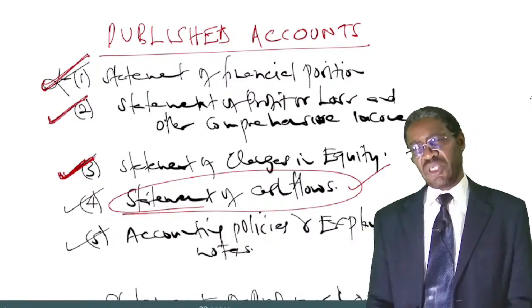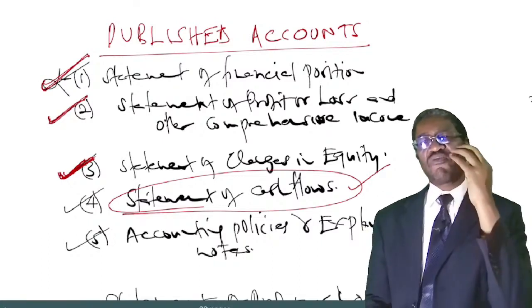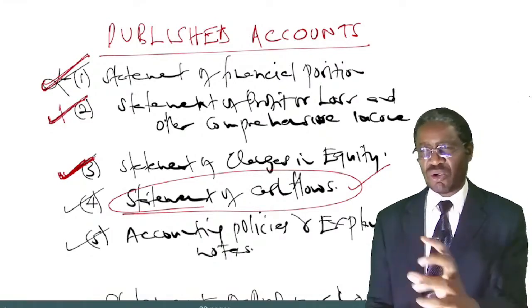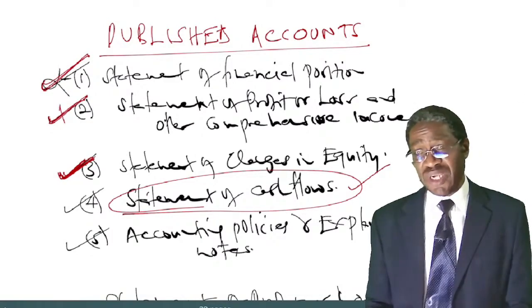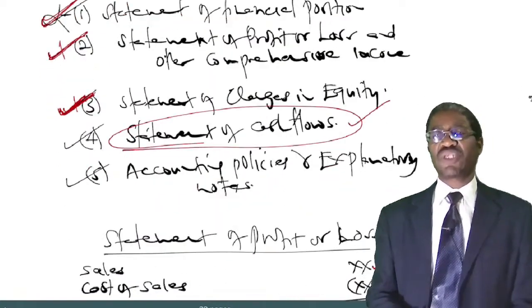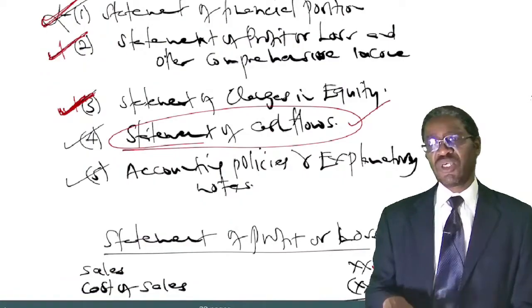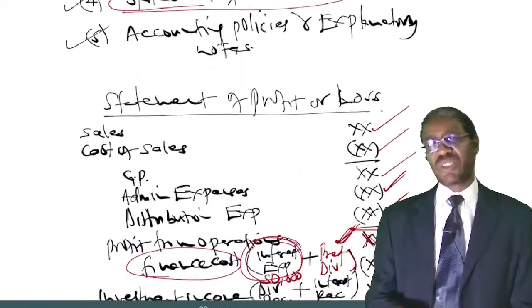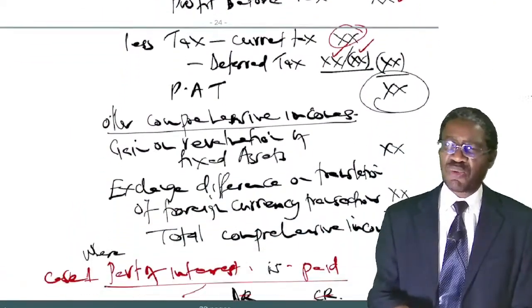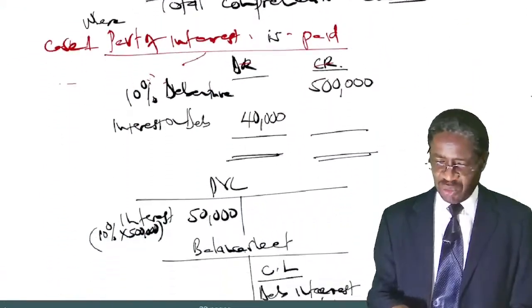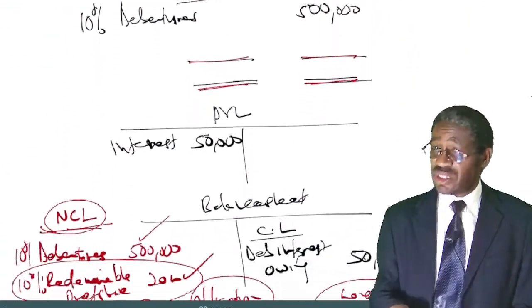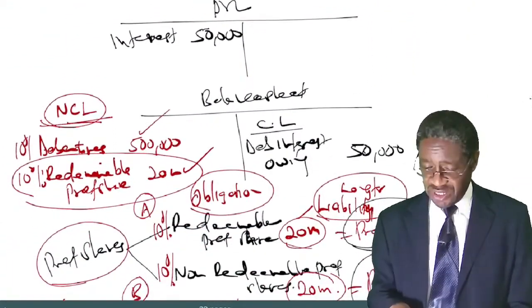Those 5. We talked about the statement of financial position. We talked about the statement of profit or loss and other comprehensive income. We talked about statement of changes in equity. We talked about statement of cash flow. We talked about accounting policies and explanatory notes. From there, we discussed how to prepare what we were calling the statement of comprehensive income.